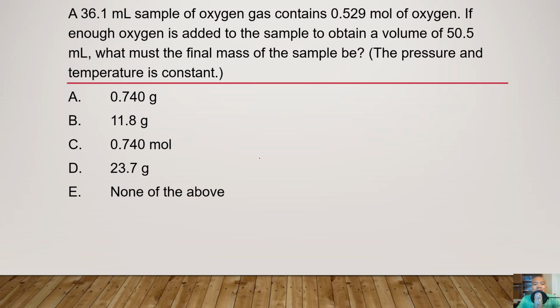A 36.1 milliliter sample of oxygen gas contains 0.529 moles of oxygen. So you have volume here, V1, and then you have n1. If enough oxygen is added to the sample to obtain a volume, that's your V2, of 50.5 milliliter, what must be the final mass of the sample? How do you find the mass of the sample? Remember, mass can be found by this relationship: mass is moles times molar mass. And the molar mass can be calculated based on the molecular weight, or formula weight, of a particular formula. So let's work on this question.